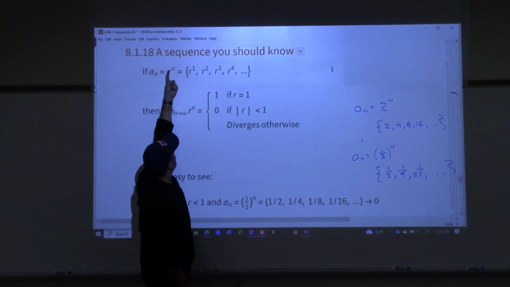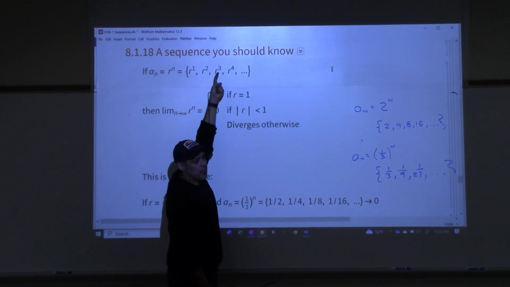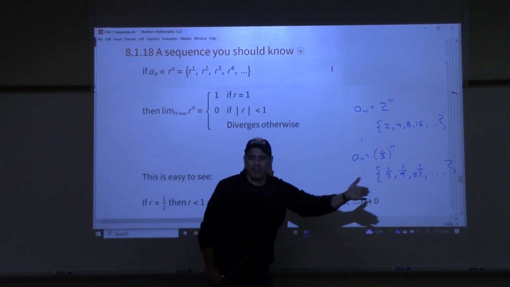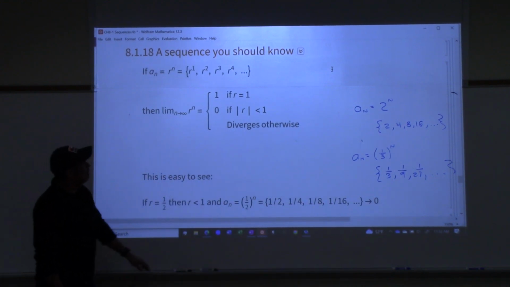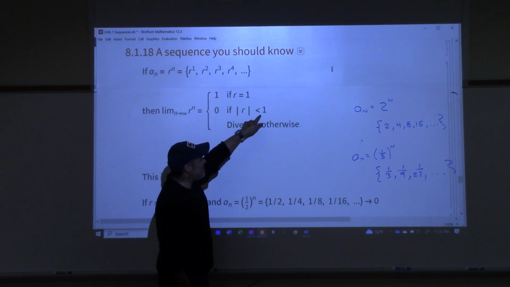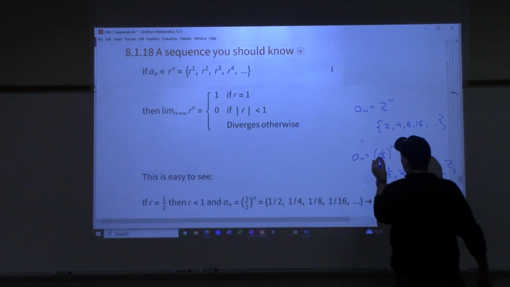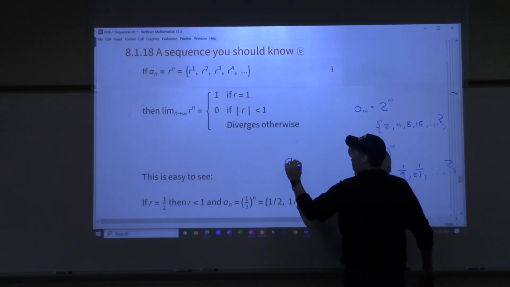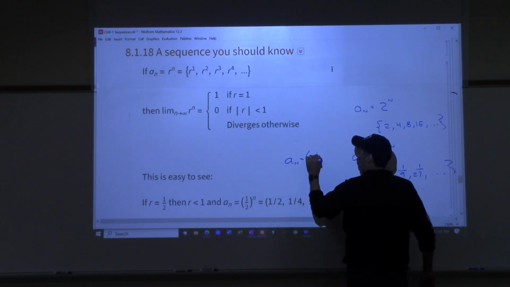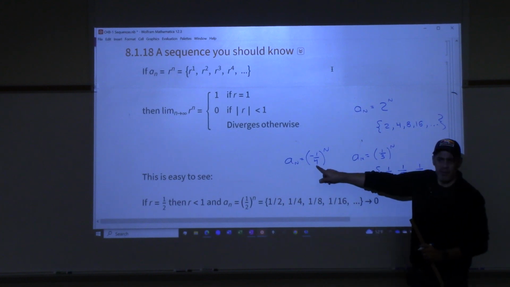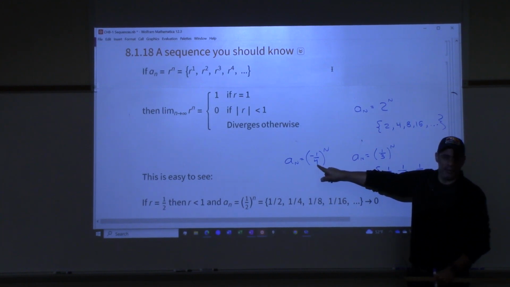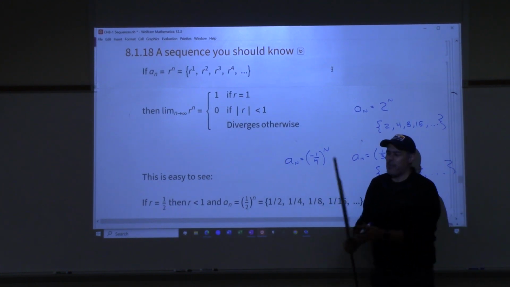If I put 1 right here, 1 to the first, 1 squared, 1 cubed, it's just 1, 1, 1, 1, 1, that converges to 1. So if r is 1, you just get 1. Now, if the absolute value of r is less than 1, that would be something like this. Let me give you another example: a sub n equals negative 1/4 to the n. Do you see the r here? Negative 1/4. The absolute value of that is less than 1. This will converge to what? 0.